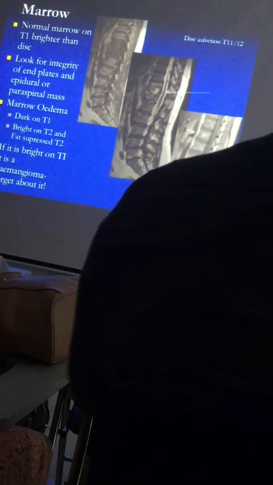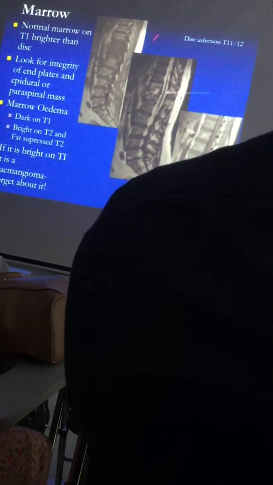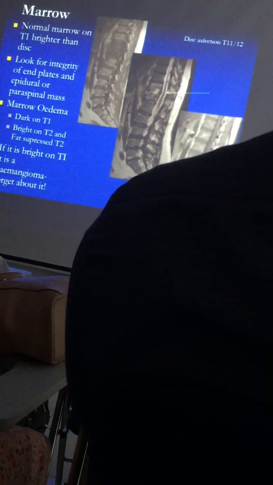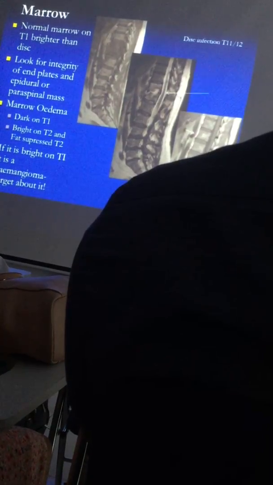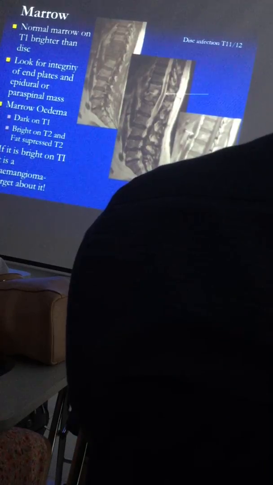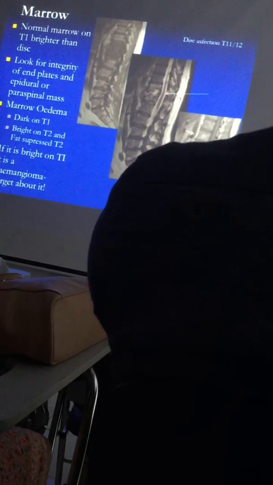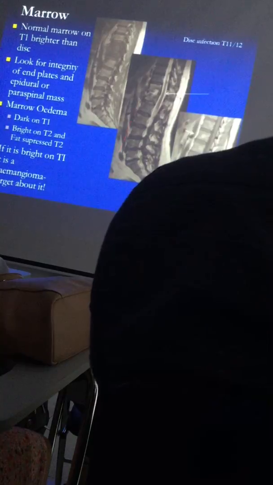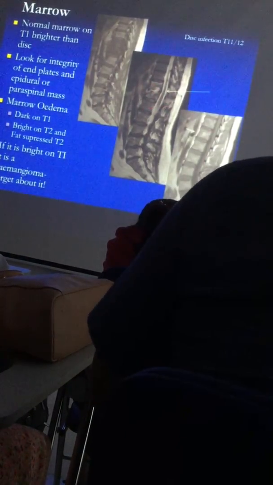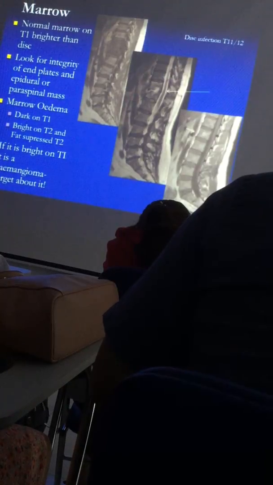So you need a marrow sensitive sequence. So our sort of screening marrow sensitive sequence is a T1, or a fat suppressed T2, or a post-contrast enhanced fat suppressed T1 image. The T2s are actually relatively insensitive to marrow. So while we see the disc infection here, it's not a very good sequence for looking at the marrow.